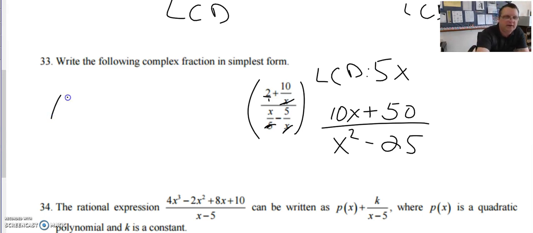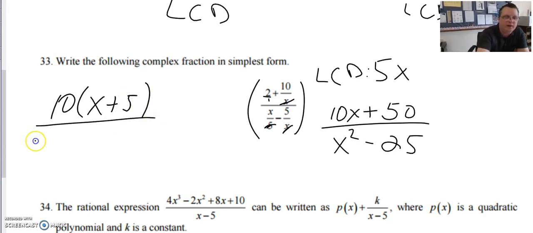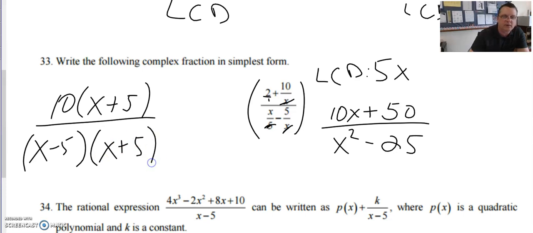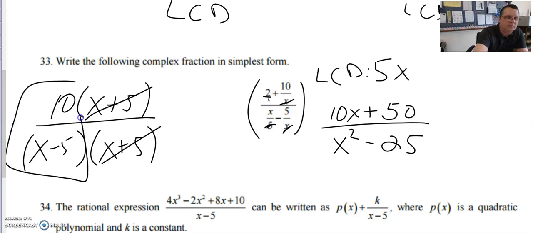Factor and cancel, I take out a 10. I have an x plus 5 left. And then I'm going to put the x minus 5 first because I know the x plus 5s are going to cancel. So that's a difference of 2 squares. And then these are gone, and this is what you're left with.